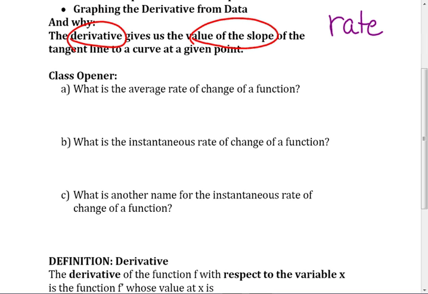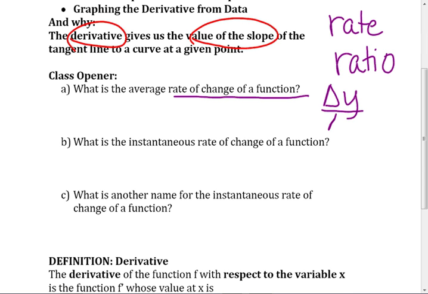A rate is a ratio. Okay, guys. A rate is a ratio. So when I'm looking at a rate of change of a function, it's the change in the y values divided by the change in the x values. That's important because you're looking to see that if you change the x value, what happens to the y value?